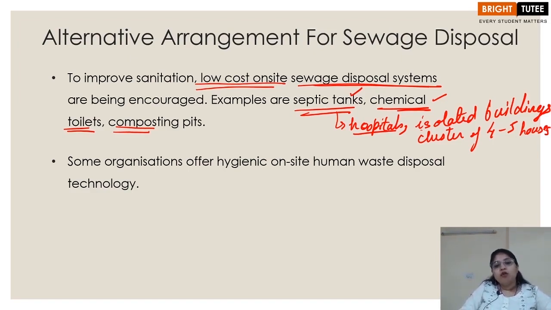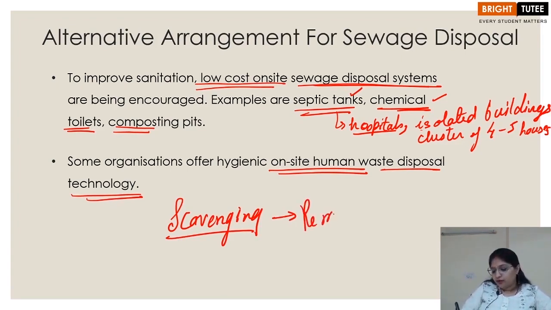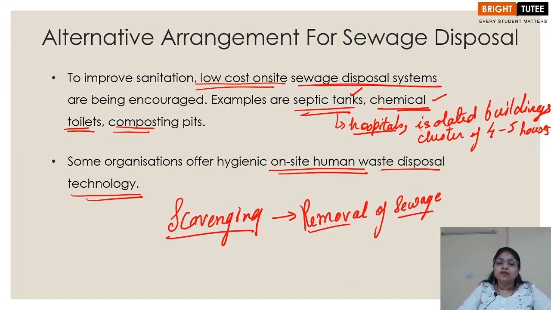Then some of the organizations also offer on-site human waste disposal technology, right? These toilets do not require a sewage system, or they do not require scavenging. When I say scavenging, that means it is the removal of sewage. Scavenging is done when there is no sewage system. Now remember students, the removal of sewage can take place through machines. For example, if you remember the aeroplane where there was a holding tank, and from that holding tank the sewage was being removed, that is what we call scavenging, right?